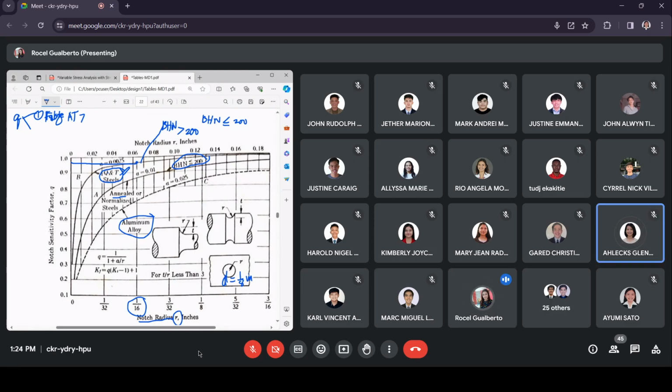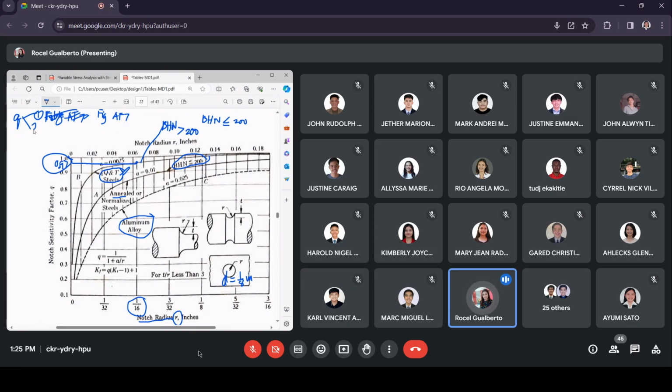0.97, po. Okay, so you estimate 0.97. So that is your estimation coming from your figure, figure AF7.